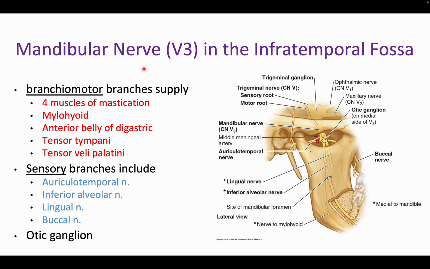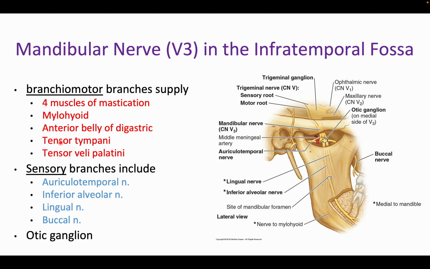Next, let's look at the mandibular nerve. So that's V3, the trigeminal nerve, in the infratemporal fossa. So we mentioned that V3 is kind of the main nerve of our infratemporal fossa, and a lot of its branches and content come out here. And so we should be familiar with all of its branches and stuff pretty well. If any of this looks unfamiliar, go back and watch that video. But it's going to give off branchiomotor and sensory innervation in branches. And so branchiomotor, remember we're going to do our 4 muscles of mastication. We're going to go to the mylohyoid, the anterior belly of the digastric, tensor tympani, and tensor veli palatini.